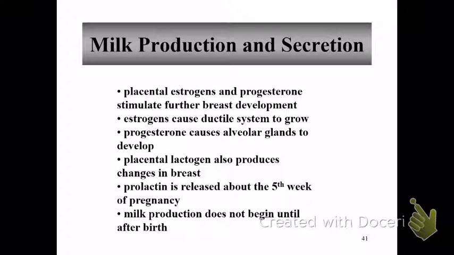Okay, milk production or other secretions. So placenta, estrogen, and progesterone get those breasts to develop even more. So that's why they get bigger and bigger. Estrogen causes the ductile system, that's your milk, to come on in. Progesterone causes the alveolar glands to develop. Placental lactogen is also produced. Lactation begins about the 5th or 6th week of pregnancy. And then milk production does not begin until after birth. So at the very beginning it's said not to be milk.